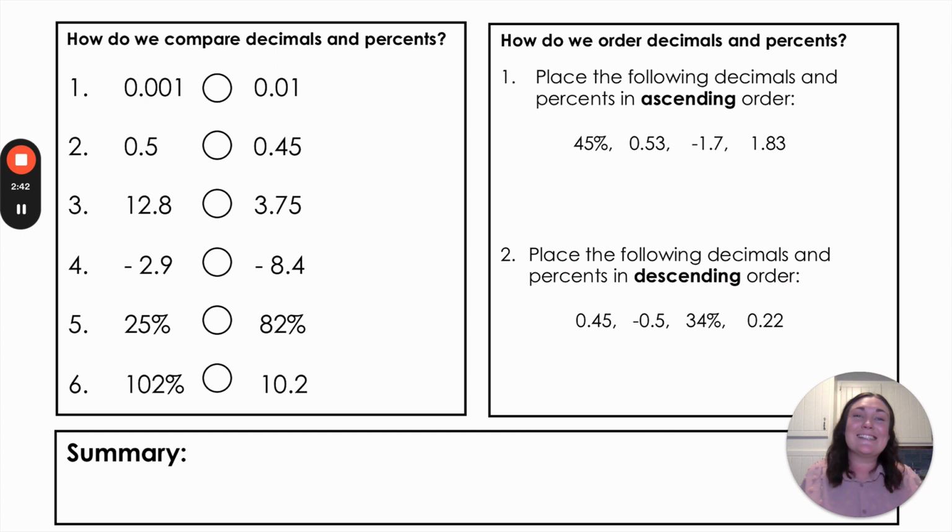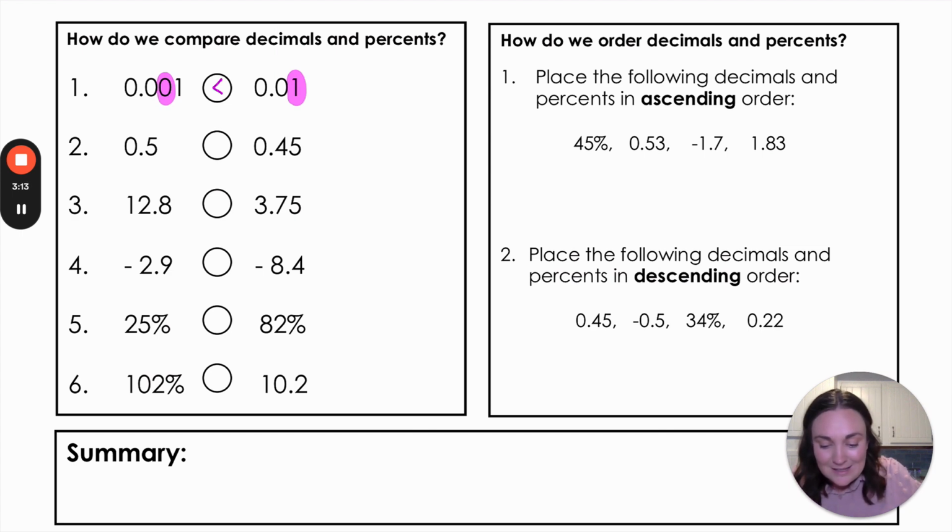All right, let's get into some actual comparison of decimals and percents. So again, if I've got 2 decimals like number 1, I'm just going place value at a time. So before the decimal, we have 0. Next we have 0 and 0, and then we have 0 and 1. So the first place value where you have a different number, that's going to be how you compare. So 0 is smaller, so the first number is less than 0.01.